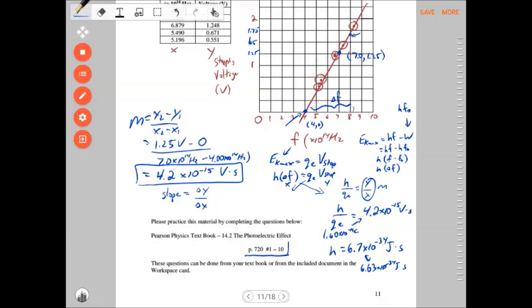Page 720, I want you guys to do 1 through 10. Do them all. It's good practice. Again, you can use your textbook or print that page out in the workspace card, then you can write all over it. You might want to use a loose leaf anyway, so totally up to you.